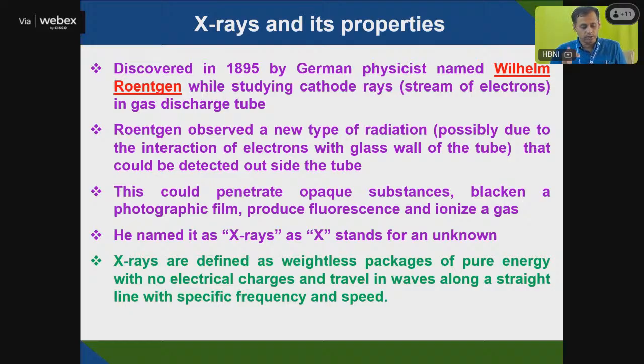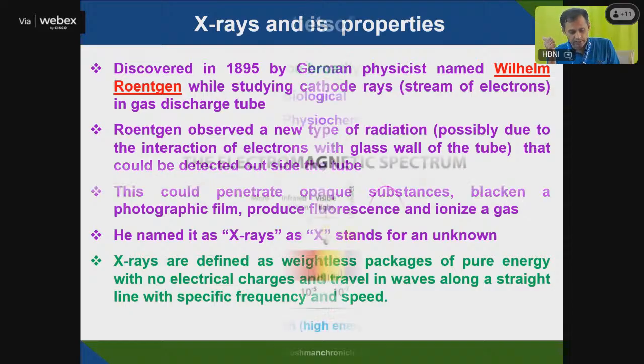When he was doing some experiment, he observed a new type of radiation, possibly due to interaction of electrons with the glass wall of the tube, that could be detected outside the tube. So he defined the X-ray as a weightless package of pure energy with no electrical charge. As you know, X-rays don't have any charge, and travel as a wave along a straight line with a specific frequency and speed. That was the X-ray as initially thought.